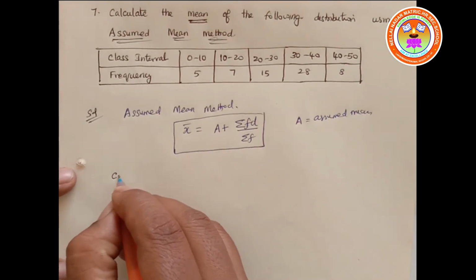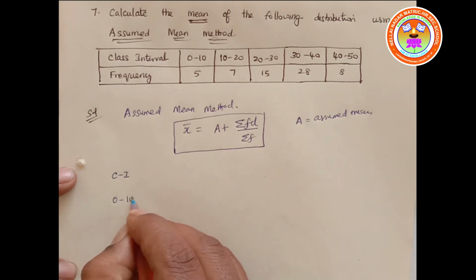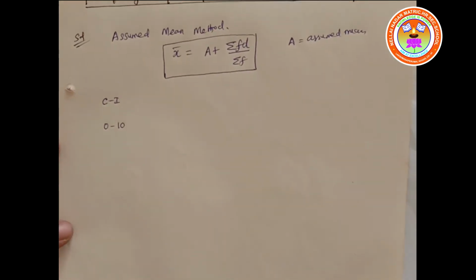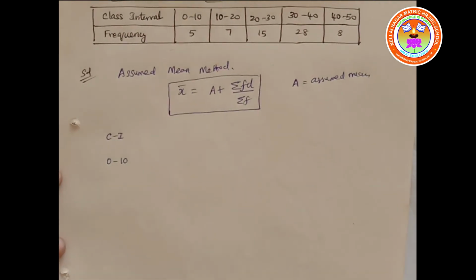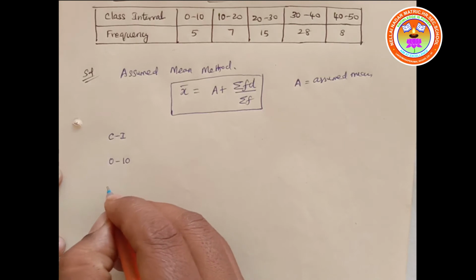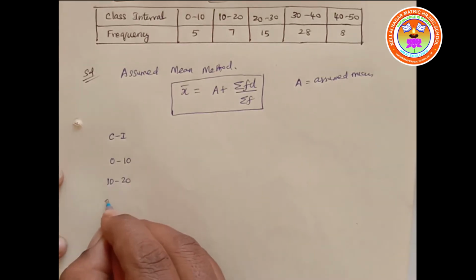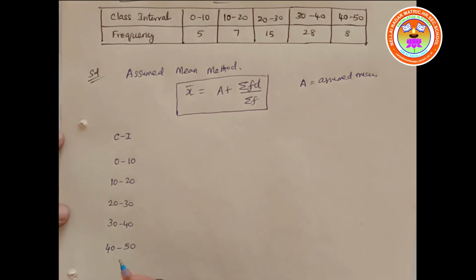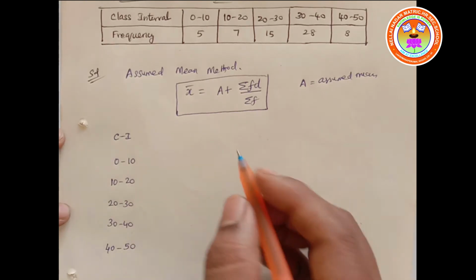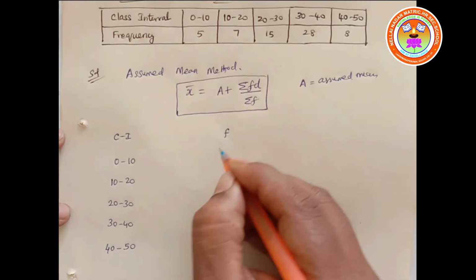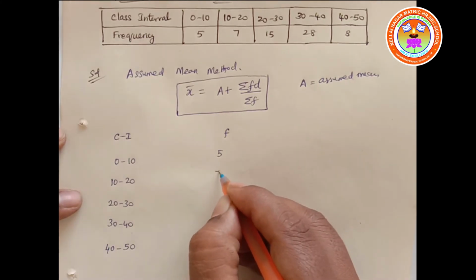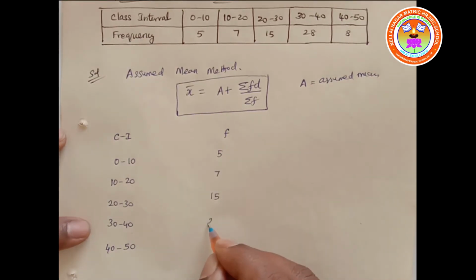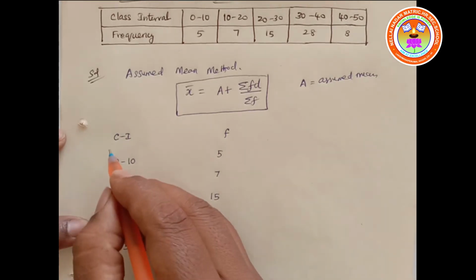First, the class intervals: 0 to 10, 10 to 20, 20 to 30, 30 to 40, 40 to 50. It's clear, children? Now the frequencies: 5, 7, 15, 28 and 8. It's clear, children?